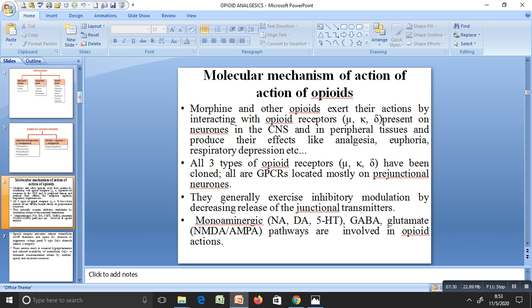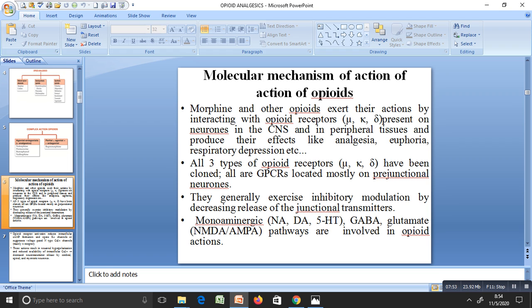The main effects of opioids are analgesia, euphoria, and respiratory depression. Are you clear? Morphine and other opioids produce their effect by interacting with opioid receptors, mu, kappa, and delta, which are present in the CNS and in the peripheral tissues, and produce effects like analgesia, euphoria, and respiratory depression. Now let's see what this type of receptor is.